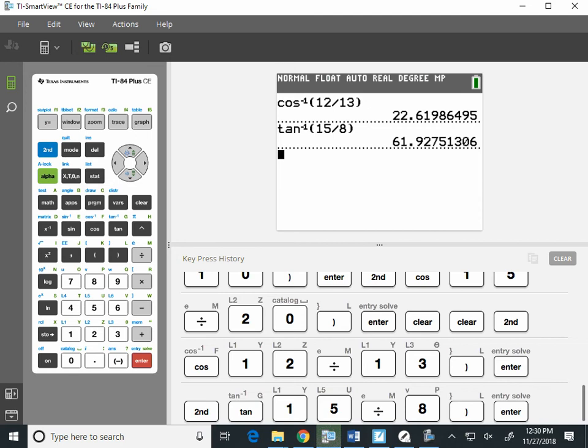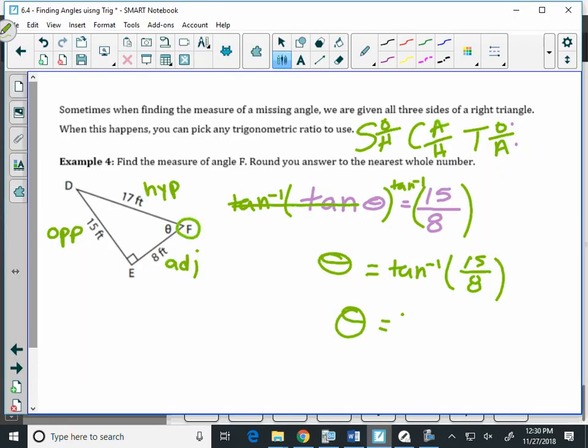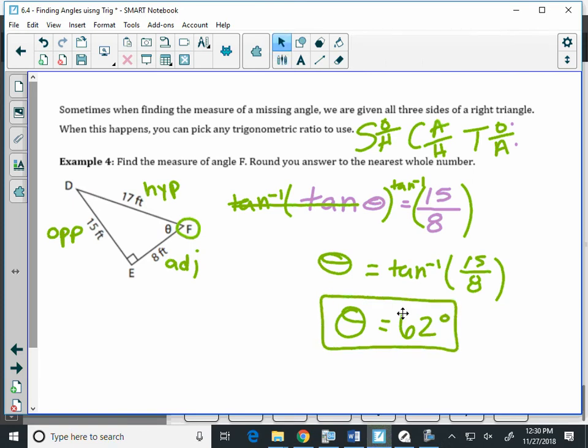And you should get what? That rounds up to what? 62, because it said round to the nearest whole number. Does someone do sine or cosine and get the same answer? You did sine? Do you get 62? Anyone do cosine and get 62? So it doesn't matter. You get the same answer whether you use sine, cosine, or tangent. Guys, when you have all three sides, you can pick your favorite. Questions?